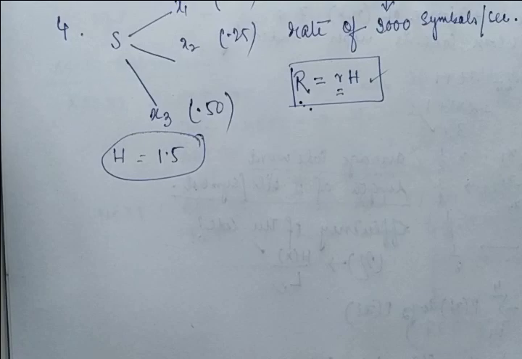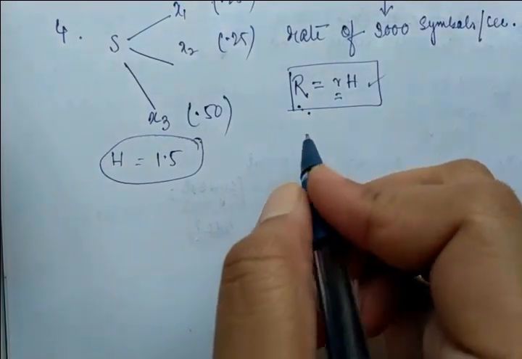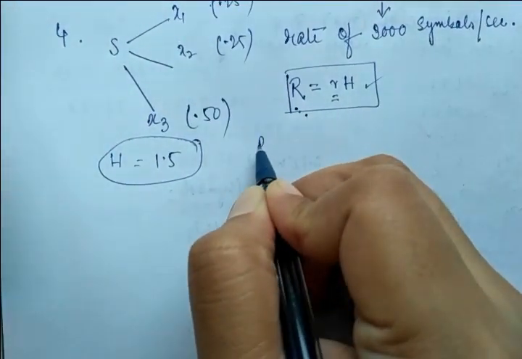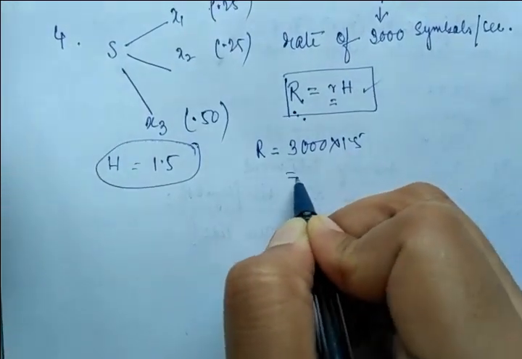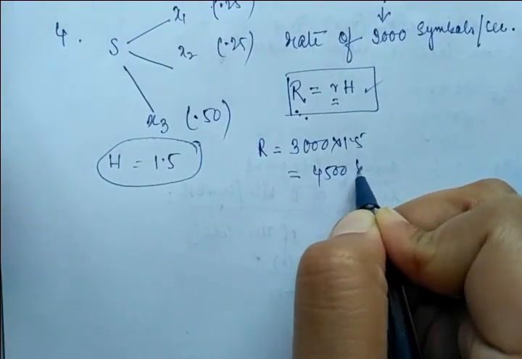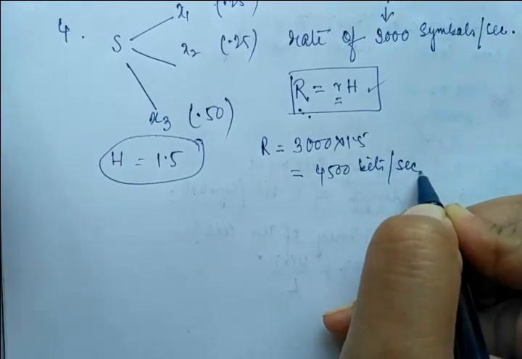And what will be your rate of information? This rate of information is denoted by capital R, and capital R will be equal to 300 into 1.5. So it will become 4500 bits per second.